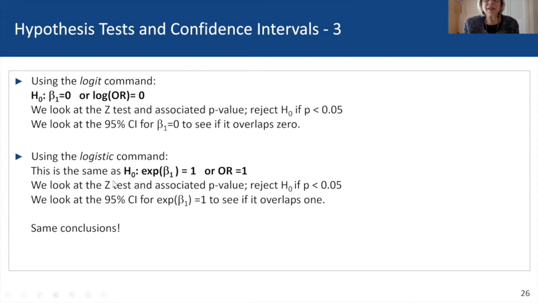Using the Logistic command, it's the same as a null hypothesis that the exponentiated beta 1 equals 1. In other words, that the odds ratio itself equals 1. We again look at the z-test, reject it if the p-value is less than 0.05. We look at the 95% confidence interval for the exponentiated beta 1 to see if it overlaps the value of 1. If so, we would fail to reject the null hypothesis. If it does not overlap 1, we would reject the null hypothesis. But whichever command we use, we will reach the same conclusions.